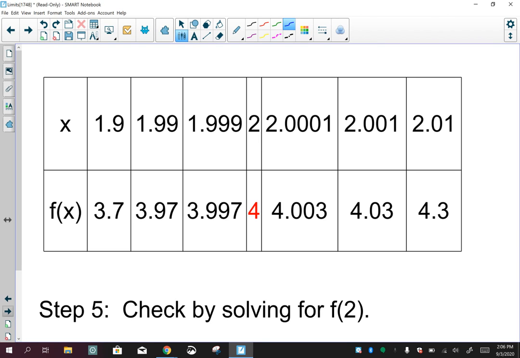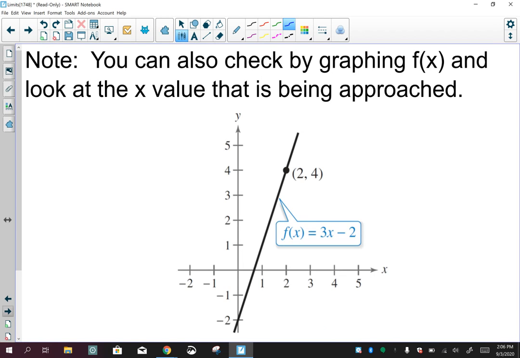And that's really going to depend on what they give you as an actual problem. Since they gave us an actual function, 3x minus 2, I can just take this 2, plug it into my function, and evaluate it, and find out that the answer is still going to be 4. The other way is you can check by graphing. So there are 2 different ways you can check if you're given the actual function.